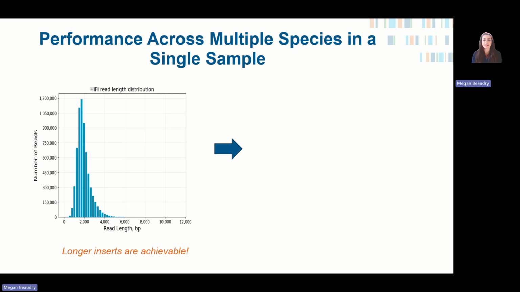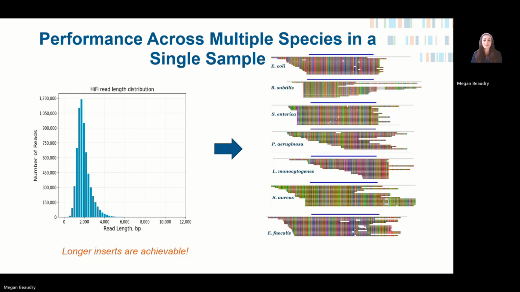However, I want to point out that longer inserts are absolutely achievable. If you have a higher quality DNA sample, capture can pull down fragments between 6 and 10 kb in length without issue. Second, what I want to point out is that we are able to capture the full length of the 16S and those flanking regions across multiple species in a single sample.